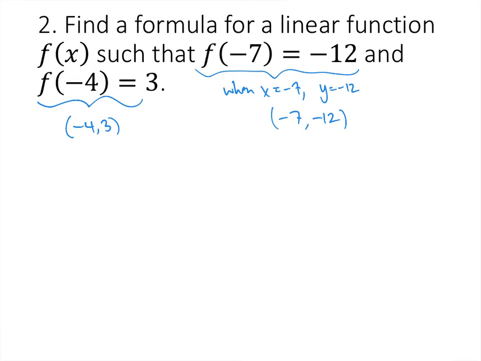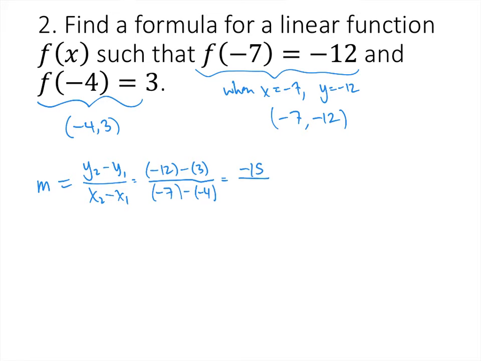And now we realize that we're just being asked for the equation of a line given 2 points. So the first thing we need to do is find the slope. The slope is y2 minus y1 divided by x2 minus x1. y2 is negative 12, y1 is positive 3, x2 is negative 7, and x1 is negative 4. Again, being really careful with our minus signs, we get negative 15 on the top and negative 3 on the bottom. That gives us positive 5.